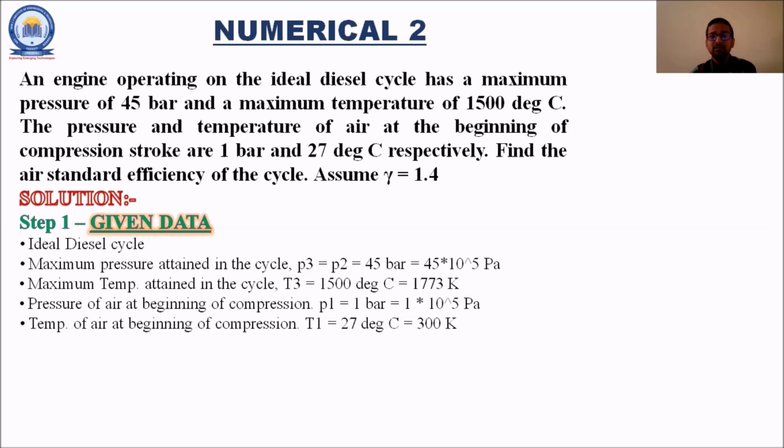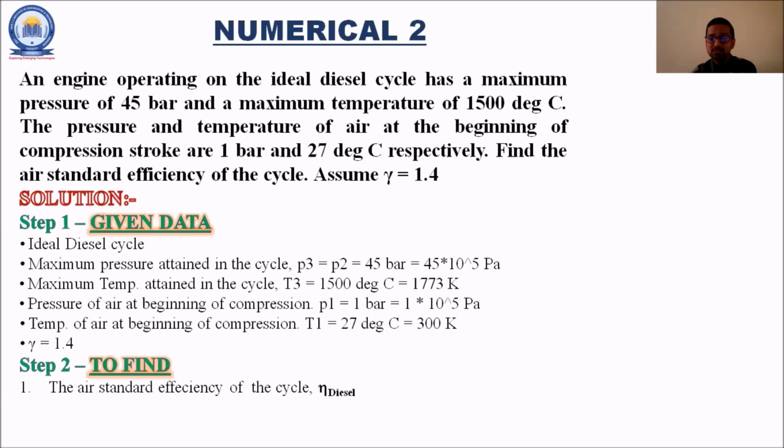And similarly, the temperature of the air at the beginning of compression, that is T1, is equal to 27 degrees Celsius. And we are given gamma is equal to 1.4. Step number 2, that is to find what we need to calculate in this numerical. We need to calculate the air standard efficiency of the cycle. That is, we need to calculate eta diesel.